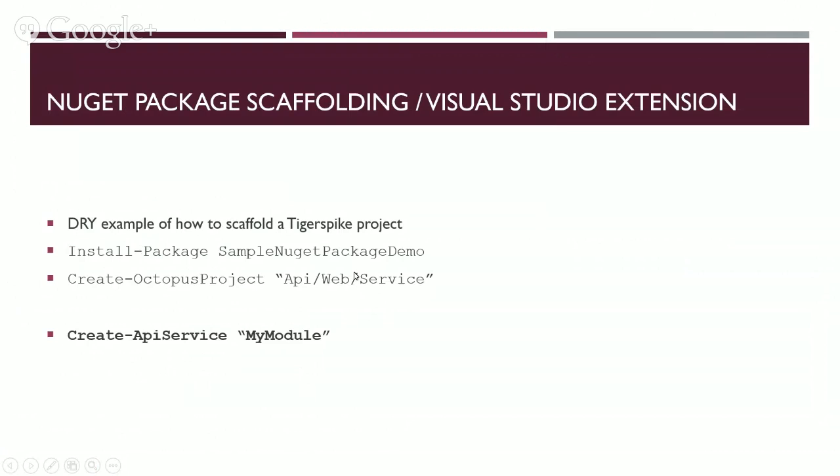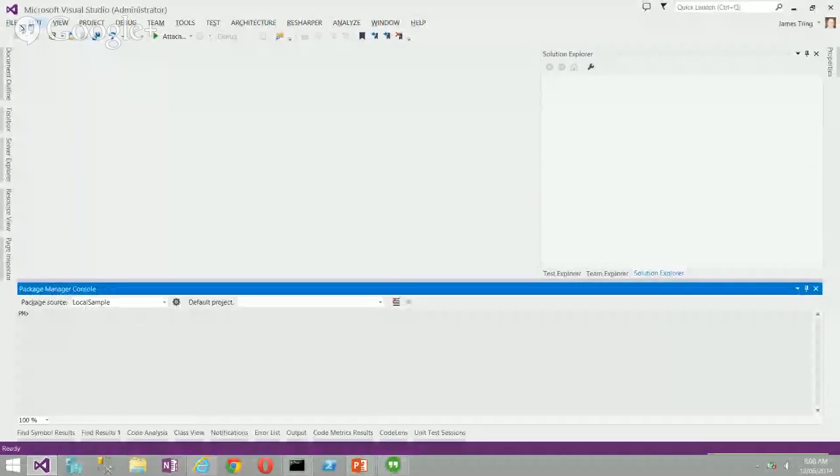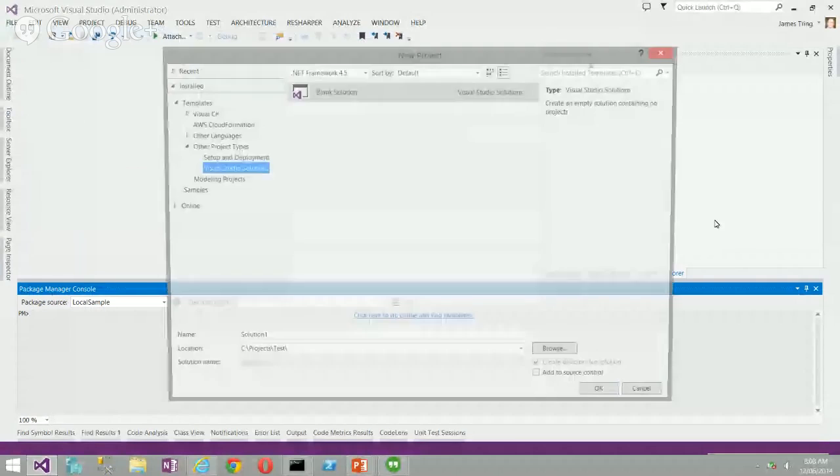So the sample I'm going to go on to now is a sample NuGet package. It's a cut down version of one of the Phoenix commands, and it will create a few different projects and then add references and then allow me to deploy the project to the Octopus server. So if I go into Visual Studio here, I'll create a new solution file.